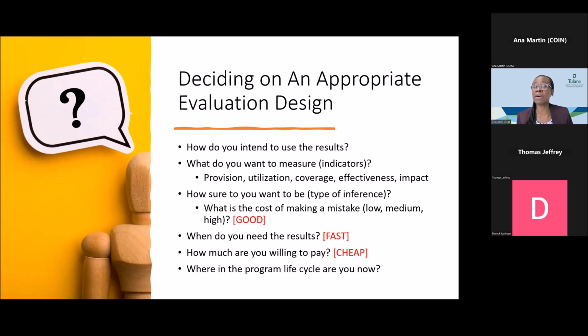When do you need the results? I'll call that fast. Sometimes we say that, and I'm sorry about the donor that's there, donors need the information yesterday. So if it's fast, there are certain designs you cannot use because they require time in order for you to measure your outcomes properly. How much are you willing to pay? I call that cheap. It could be expensive, but I call that cheap. There are cost implications. And the other question, which is very critical, is where are you now?